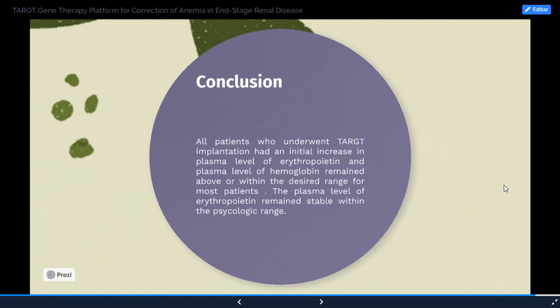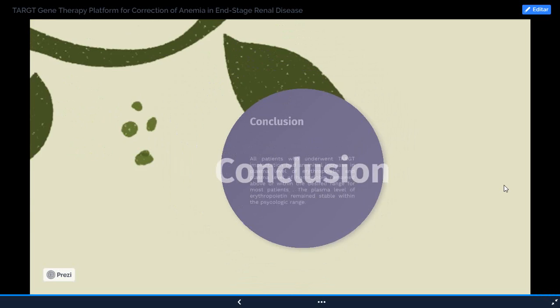Conclusion. All patients who underwent TARGT inclusion had an initial increase in plasma level of erythropoietin, and plasma level of hemoglobin remained above or within the desired range for most patients. The plasma level of the erythropoietin remained stable within the physiological range.